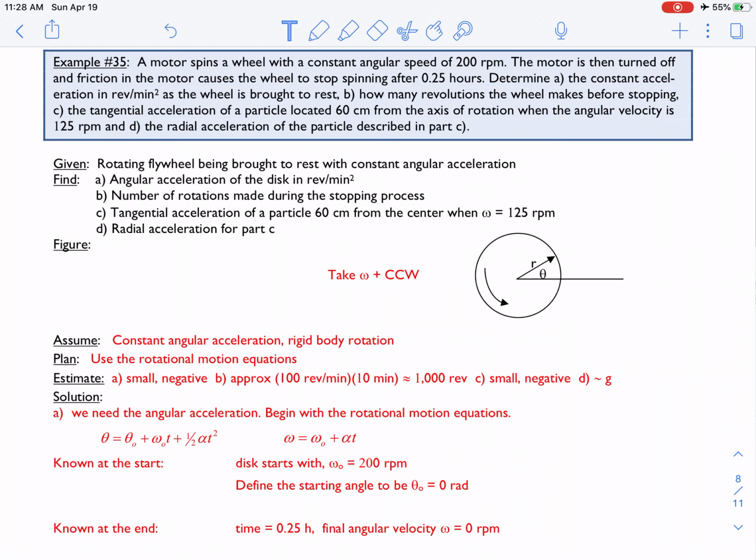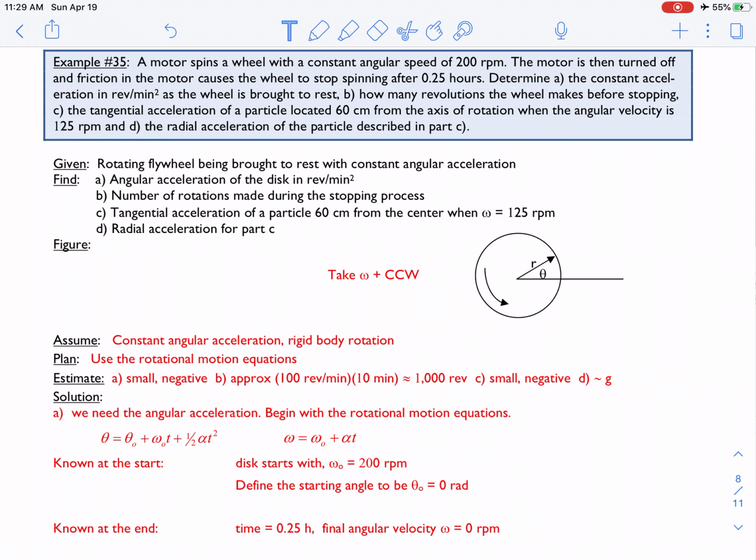And we can also approximate the number of rotations. So we have about 100 revolutions per minute, again, if you do it in order of magnitude. And for 10 minutes, you get about 1,000 revolutions. Since a quarter of an hour is about 15 minutes, if you do it in order of magnitude, it's not too hard to figure out. It's about 1,000 revolutions. It gives you an order of magnitude estimation.